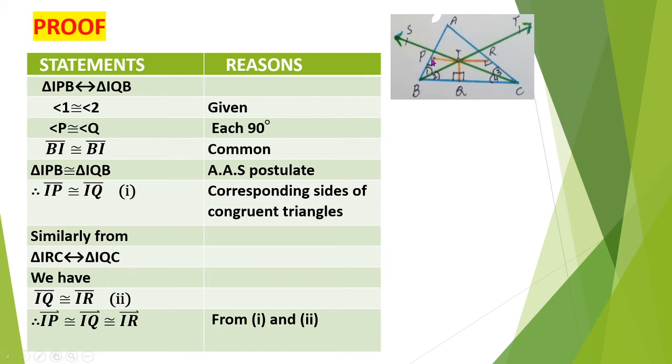Then angle P is congruent to angle Q because each is 90 degrees. Then you can see that BI is a part of both triangles. This side is present in both triangles. BI is a common side, so BI is congruent to BI. So triangle IPB is congruent to triangle IQB, by the angle-side postulate, as two angles and one side are congruent.